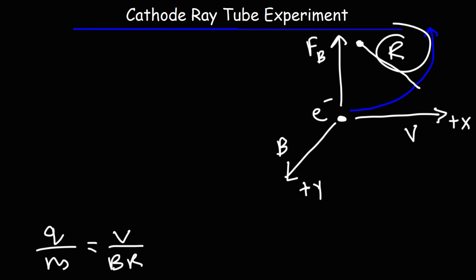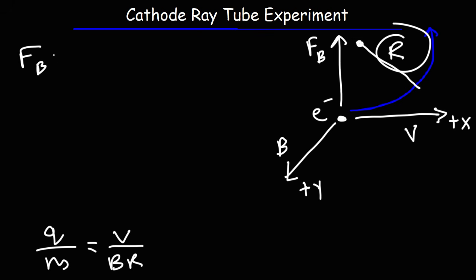Q is the charge of the electron, m is the mass of the electron, v is the speed, B is the strength of the magnetic field, and r is the radius. Now we can easily determine the strength of the magnetic field because we can control the amount that we apply in the experiment, and we can measure the radius of curvature. But measuring the speed of an electron is not going to be easy to do, and so we need to remove it from the equation.